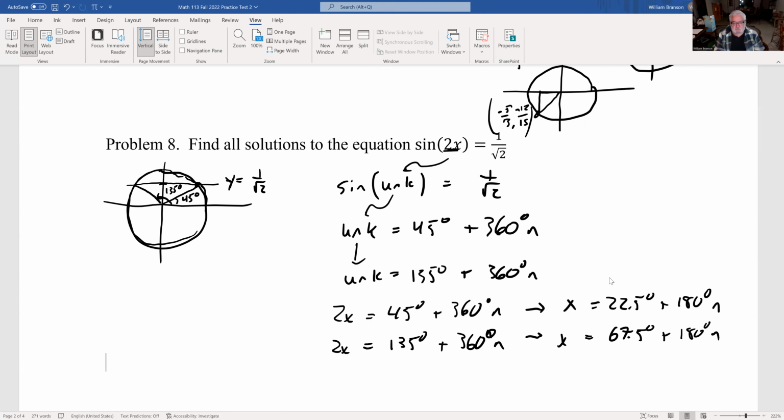So the idea here is we can solve the equation. If we know what the sine is, we can get the unknown. And then we have two solutions, 45 degrees and 135. And note that these two add up to 180 degrees. So we get these two infinite families. And then you say, okay, well, my unknown here is 2x. So you plug that in and just divide through by 2 to solve for x.